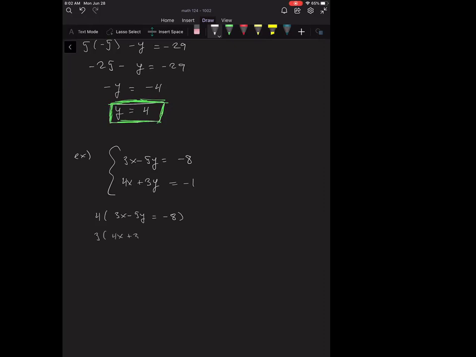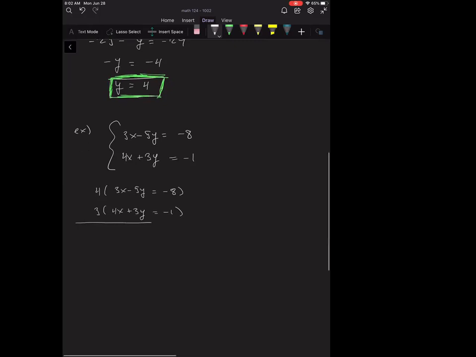4x plus 3y equals minus 1. And so what that does is it gives us, on the top, 4 times 3, so 12x. Then 4 times 5, so minus 20y. Then 4 times minus 8, which is minus 32. And on the bottom, we're going to have 3 times 4, so 12x. 3 times 3, so 9y. And 3 times minus 1, so minus 3.